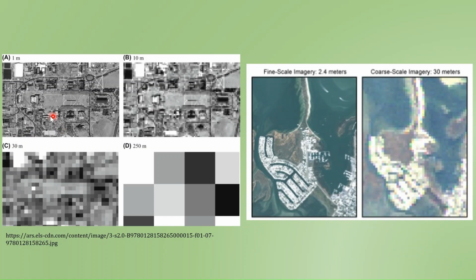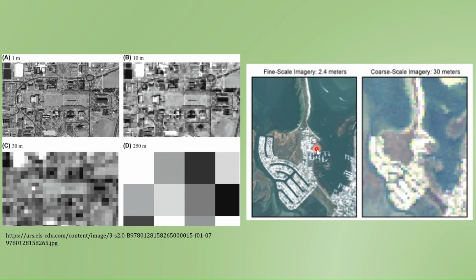So here we can see four images of the same area. In this we have the pixel size of 1 meter. Here we can see this is 10 meter, this is 30 meter and this is 250 meter. So we can see that as the pixel size is increasing, the detail of the information which we can acquire from this image is actually getting reduced.